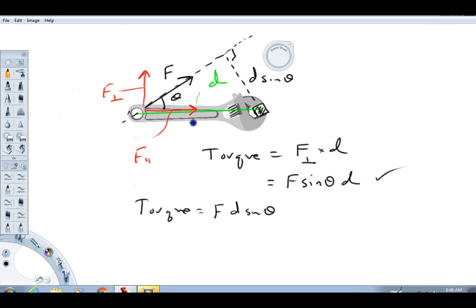Or getting back to this picture, these red components, I can take this force vector and break it into components parallel to the distance and perpendicular to the distance. Take the perpendicular component times d. So torque is force times distance, but remember, whatever force you use and whatever distance you use, they have to make a right angle.